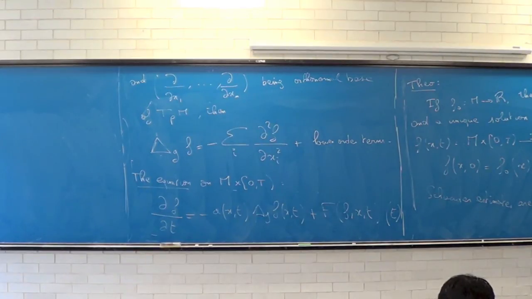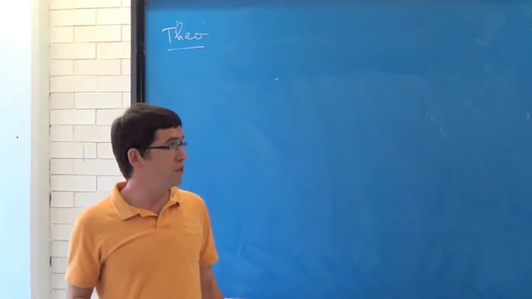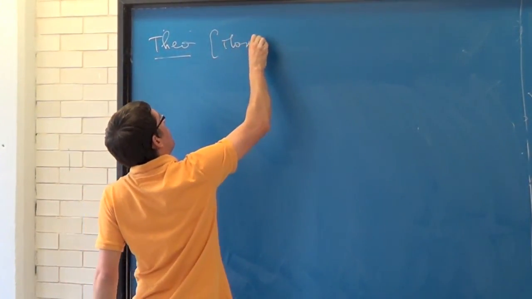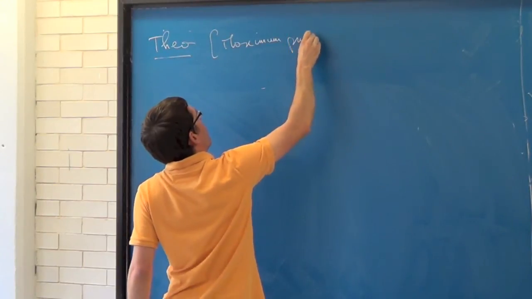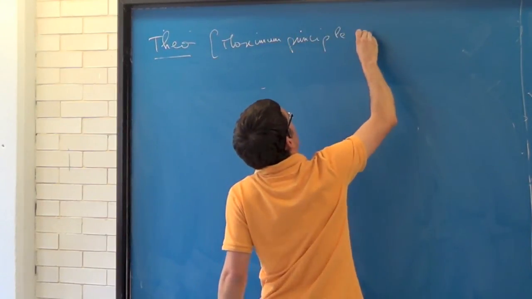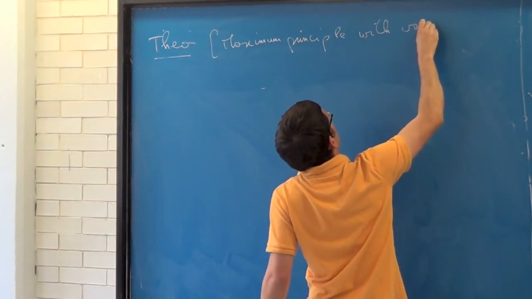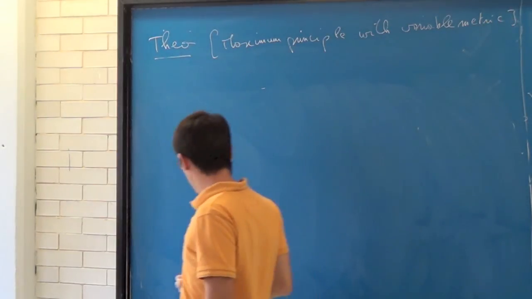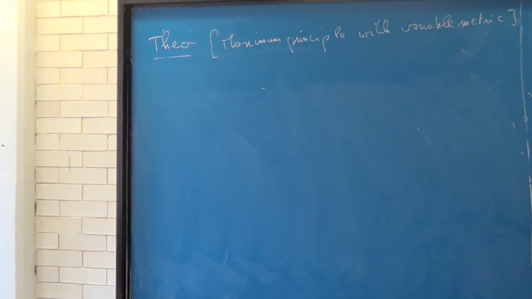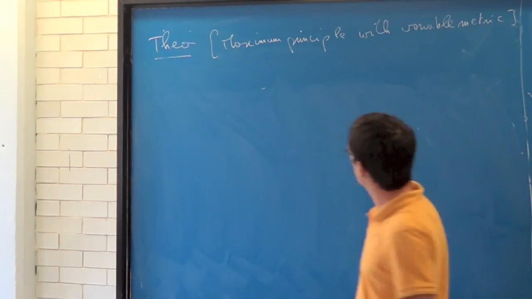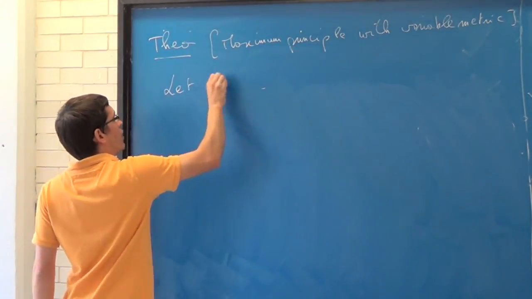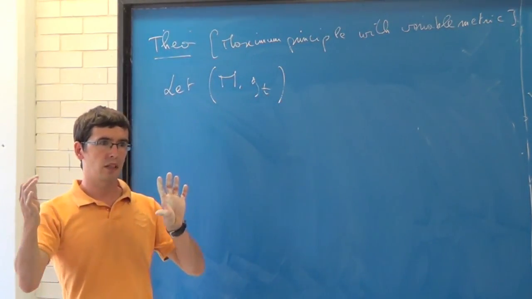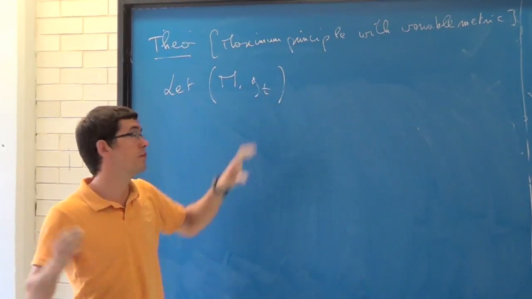So I will not prove them because the proof is exactly the same as the one I have done before. So first, the maximum principle with variable metric. Well, there's a kind of subtlety, which is that we'll start with a surface and we will deform it. So the metric along the deformation will change.